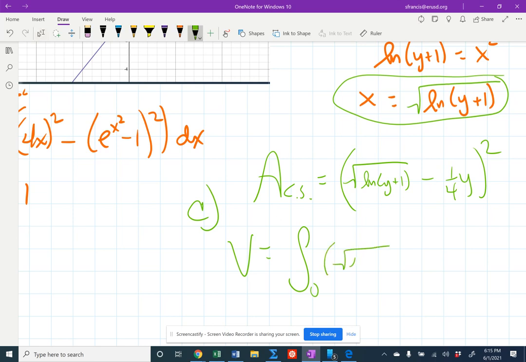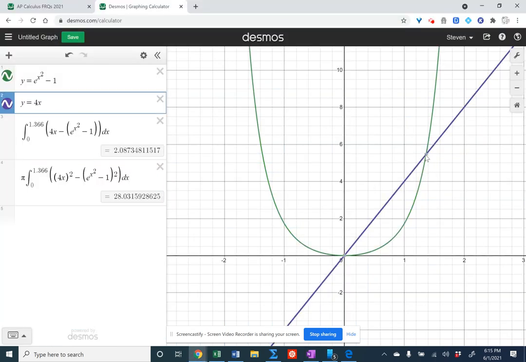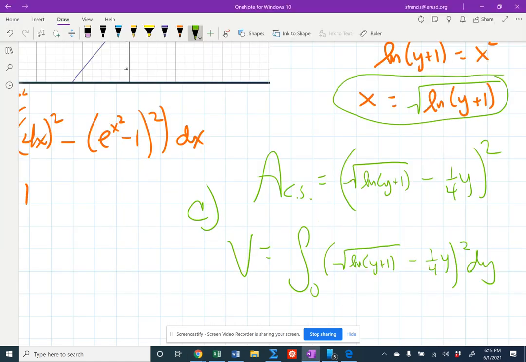There is no factor of pi here. There are no circles involved. So don't get a bad habit of just putting pi in front of all these volume questions, because that would not be true. 5.465. And that's it, because it says do not evaluate. So the integrand is correct, the integration is correct, everything looks good.